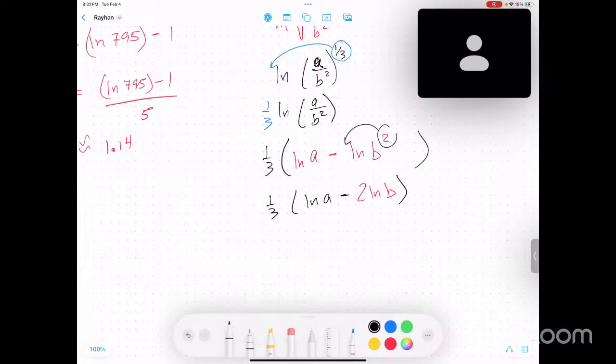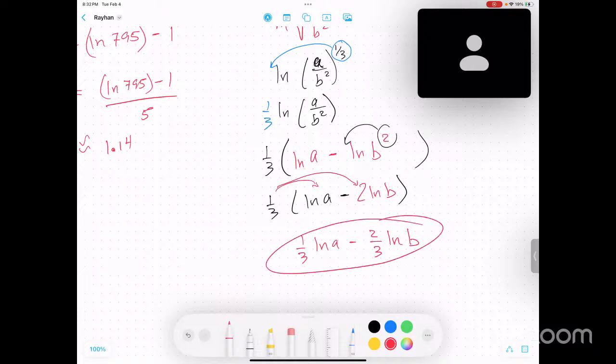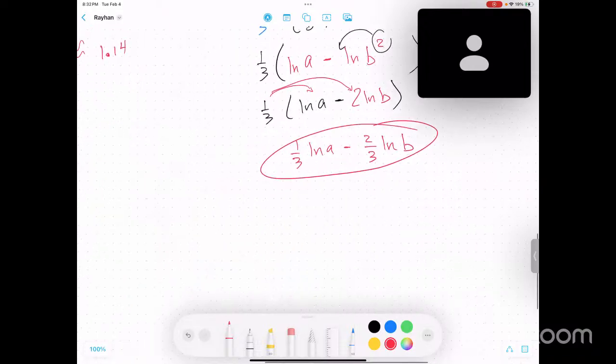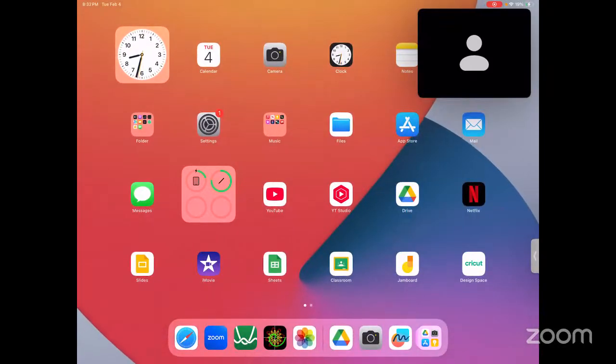And then I can expand it even more by distributing the 1/3 in. So this is 1/3 ln of a minus 2/3 ln of b. And that's the most expanded that I can do it. So that's where I'll leave it. Cool. Questions about how I did that, or does that make sense? That makes sense.